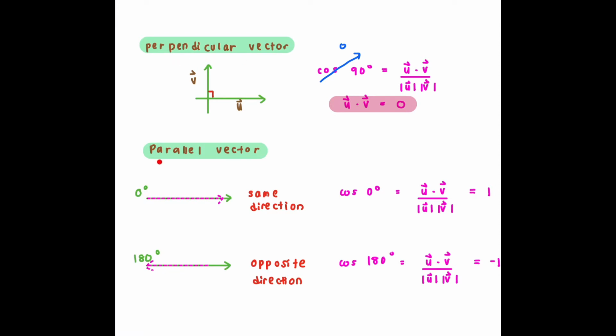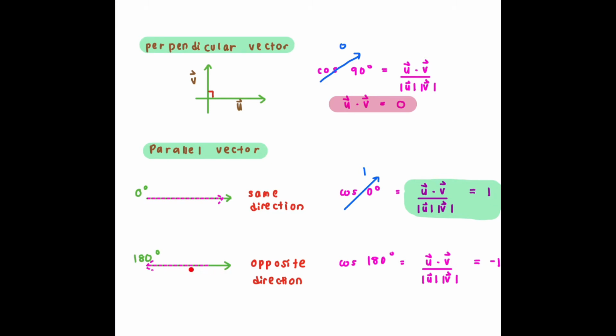Now, what if the vectors are parallel? It will be a parallel vector if u and v are in the same direction. Because if u and v are in the same direction, theta is equal to 0. So cos 0 degrees is equal to u dot v over magnitude u magnitude v. We can solve that cos 0 degrees is equal to 1. Therefore, this whole formula, u dot v over magnitude u magnitude v, is equal to 1.